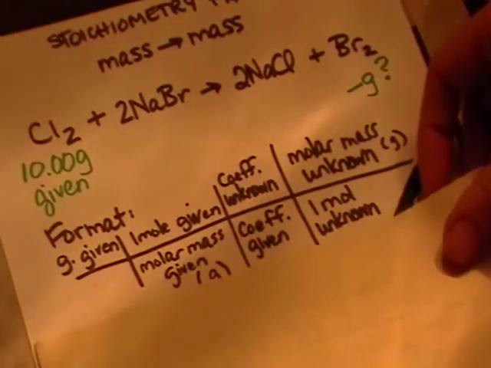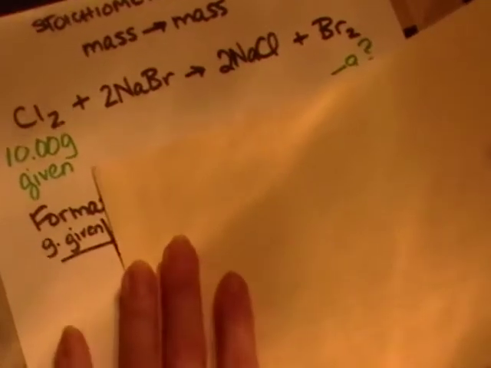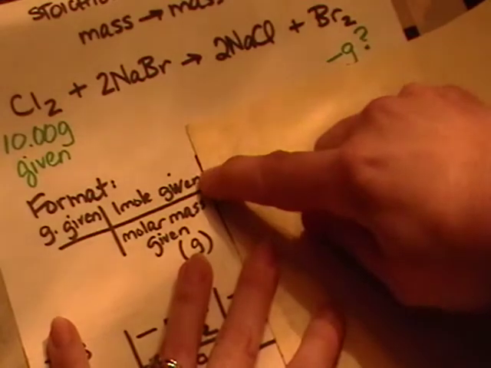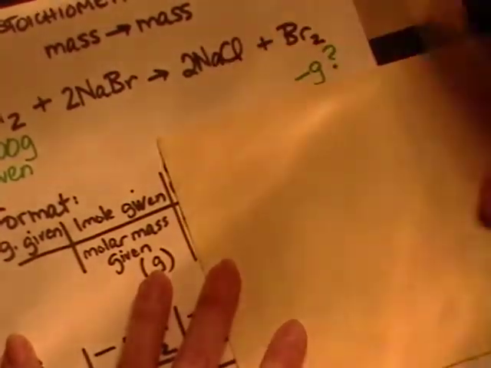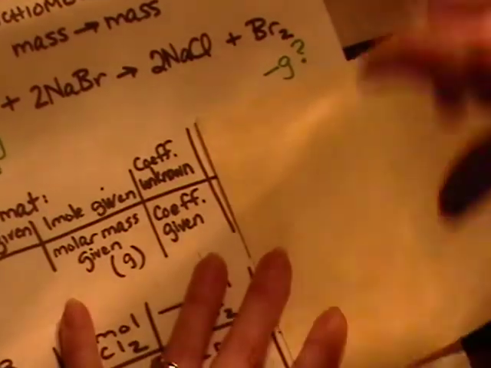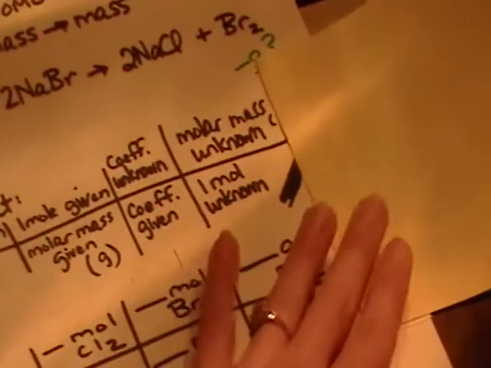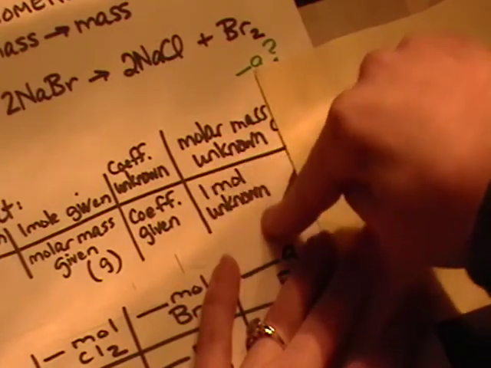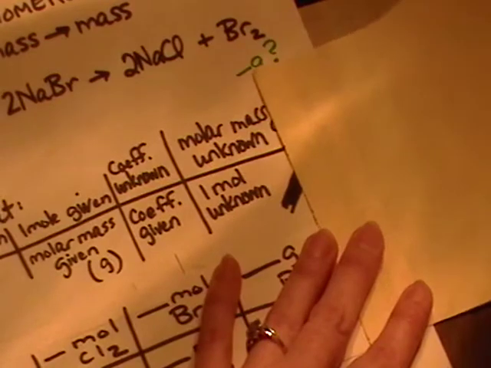I'm going to follow the standard format for mass-to-mass stoichiometry. I'm going to start with the number of grams given. Then I'm going to multiply it by the moles of the given over the molar mass of the given. Then I'm going to multiply it by the coefficients of the given and the unknown, which I get from the chemical equation. And then I'm going to multiply by the molar mass of the unknown over the mole of the unknown. So that's my format always for mass-to-mass equations.